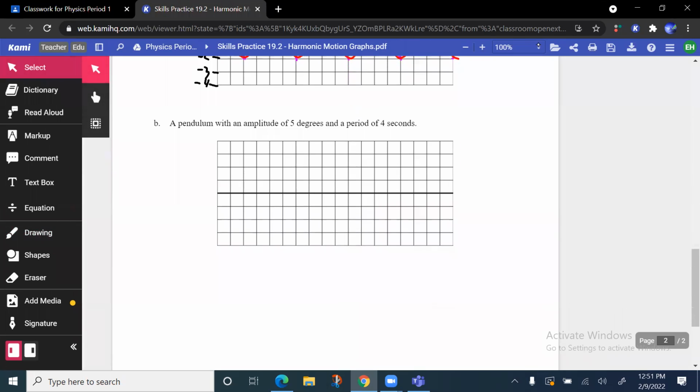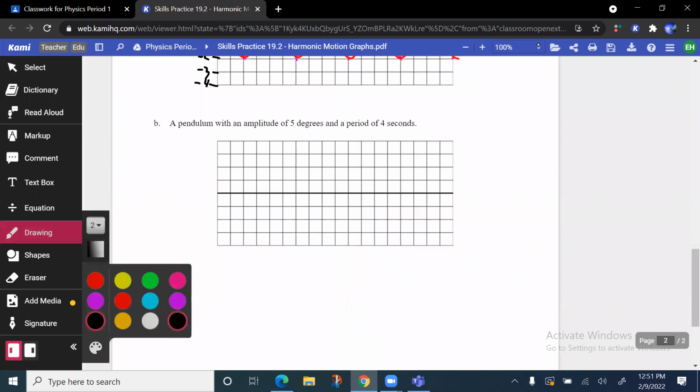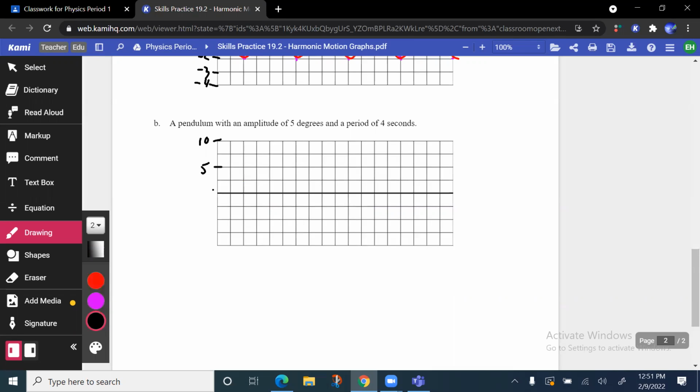All right, and then part B, similarly, we could probably do something like maybe 5 degrees, 10 degrees. How you choose to scale this is up to you. And this time we have a longer period, about 4 seconds.